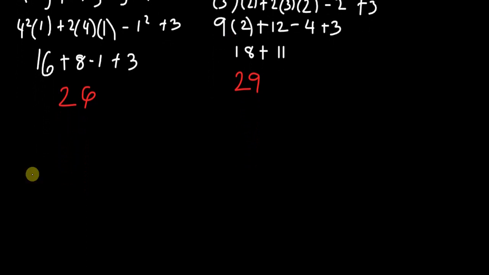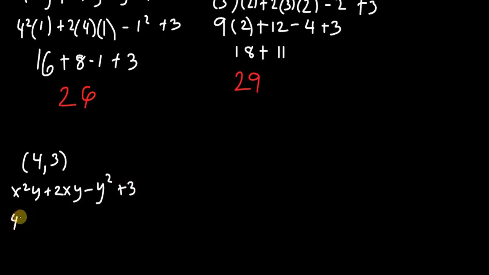Doon naman tayo sa 4, 3. Yung sa last. 4 and 3. So that is x square y plus 2xy minus y square plus 3. So substitute lang natin. So that is 4 square, y is 3, plus 2xy. So 2 times 4 times 3. Minus y square. So that is 3 square plus 3.